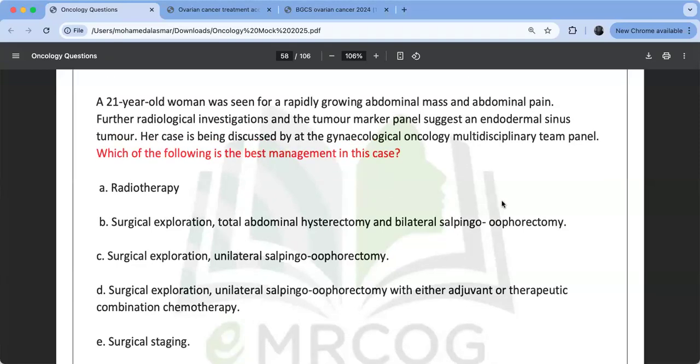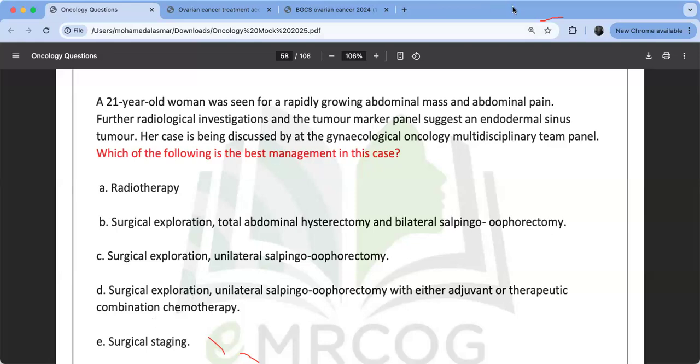Endodermal sinus tumor is there. Will you do total abdominal hysterectomy and bilateral salpingo-oophorectomy in this age? No. Radiotherapy? No. Surgical exploration, unilateral salpingo-oophorectomy only. We have surgical exploration, unilateral salpingo-oophorectomy with either adjuvant or therapeutic combination chemotherapy.